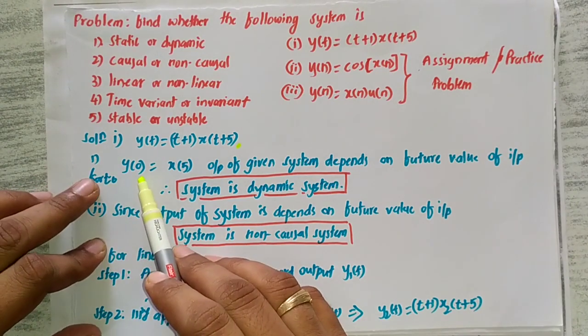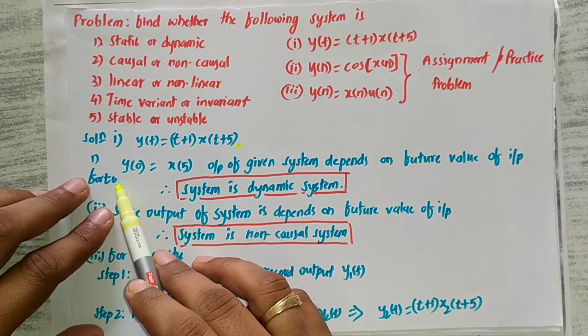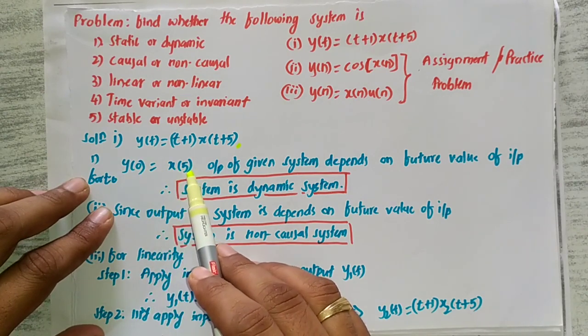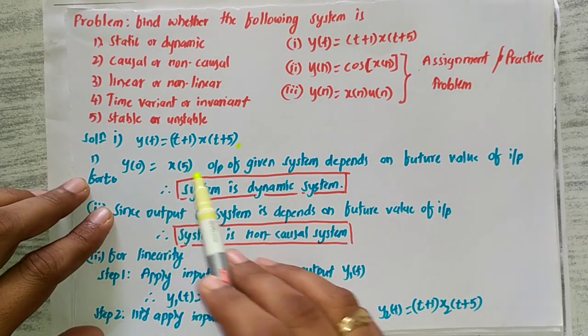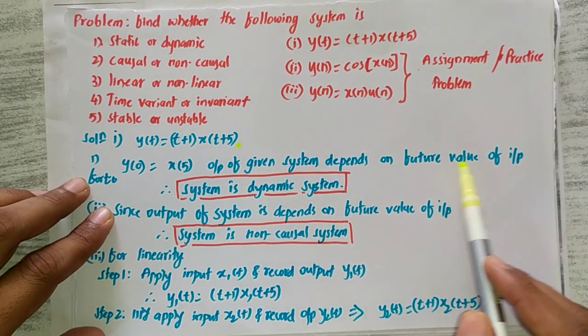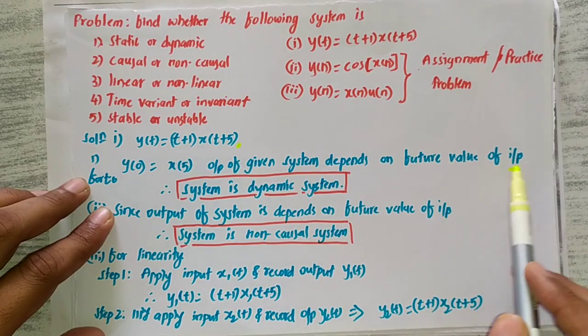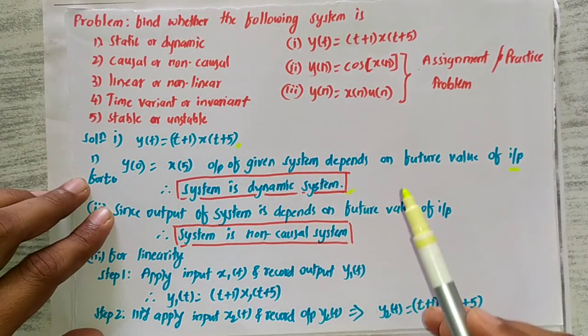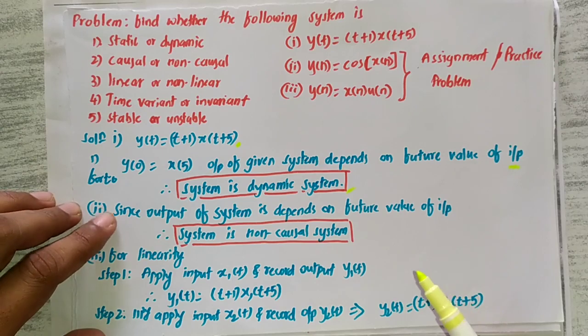Accordingly, you can see here for t equal to 0, y of 0 equals x of 5. By just this example you can understand that the output of the given system depends on the future value of the input. That's why it is a dynamic system, because it requires memory.